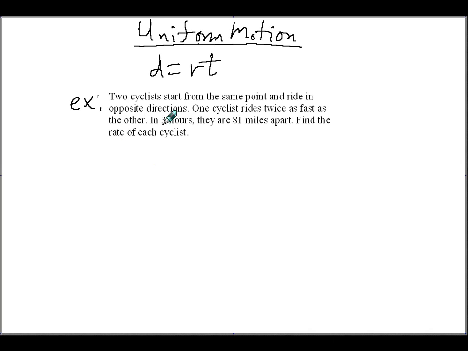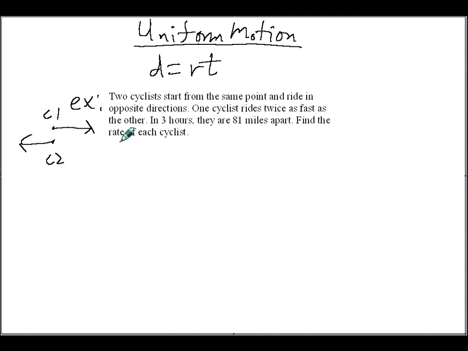So let's get an understanding of this problem by making a simple picture here. Suppose I use a dot to represent the first cyclist, and they're riding up, and another dot for the second cyclist. All right, and they're going to ride in opposite directions. So let's say cyclist 1 goes in that direction, cyclist 2 goes in the other direction. All right. Now it says in 3 hours they are 81 miles apart.